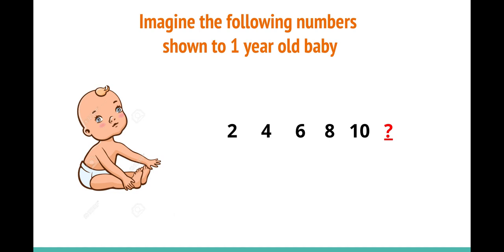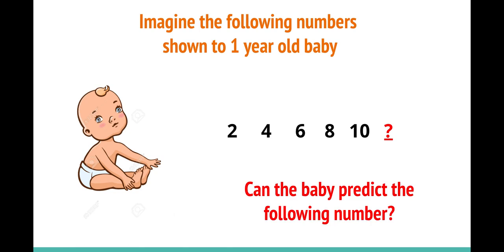So now the next lesson. Imagine the following numbers shown to a 1-year-old baby: 2, 4, 6, 8, and 10. The 1-year-old maybe knows how to count, but if we say 2, 4, 6, 8, and 10, does the 1-year-old baby know the next in the sequence? He doesn't know any arithmetic operations. He only knows 1 to 10, right? Of course, the 1-year-old baby does not know the next number here. Even if he or she knows how to count 1 to 10, the baby does not yet know how to add. So how can the baby predict the following number?